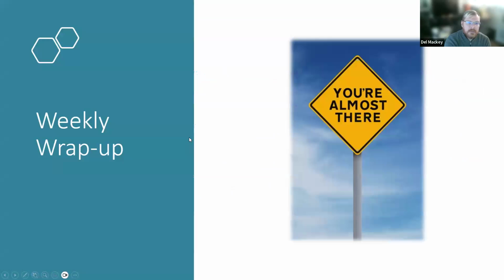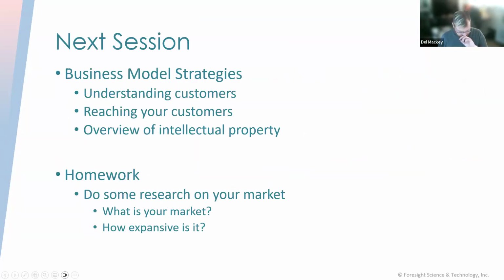But so that's our session for this time. Next session, we're going to talk a little bit more about some of the business model strategies and understanding customers, reaching your customers, which gets into those ideas about channels. And we're also going to talk about intellectual property, because that's always a big hot button issue for people.